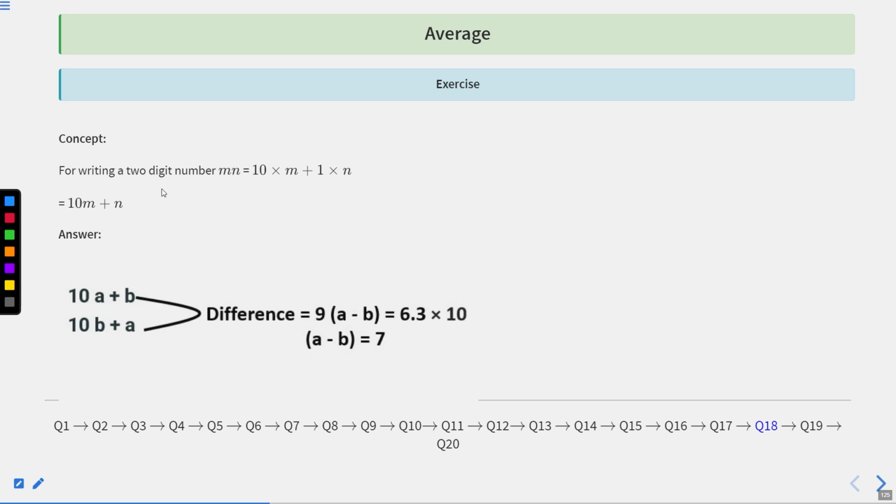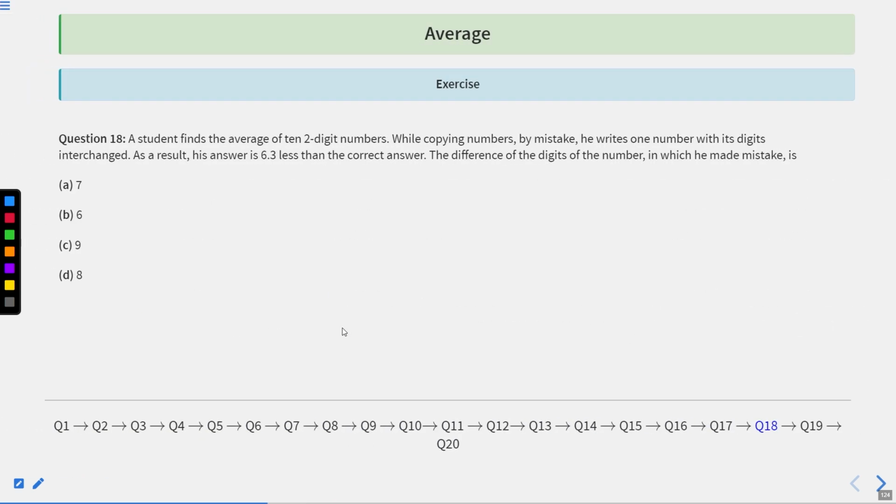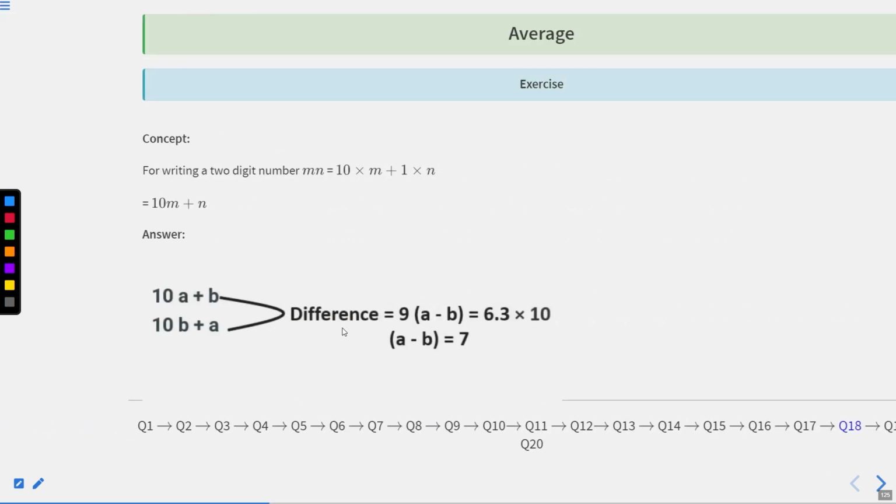So for writing a two-digit number, how do we write it? mn is equal to 10 times m plus 1 times n, that is 10m plus n. So if it was AB, then he wrote 10B plus A. So the difference is equal to 9 times (A minus B) equal to 6.3 into 10. So it will be A minus B equal to 7. That's what exactly we wanted to find. So option number A is correct here.